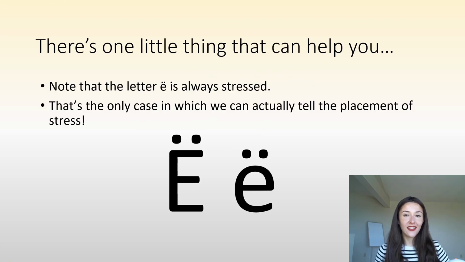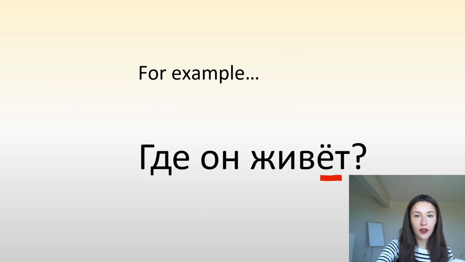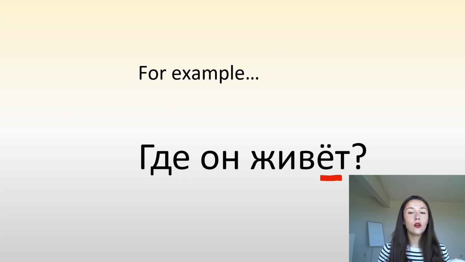There's one little thing that can help you. Note that the letter yo is always stressed. That's the only case in which we can actually tell the placement of stress. For example, где он живет? Где он живет?